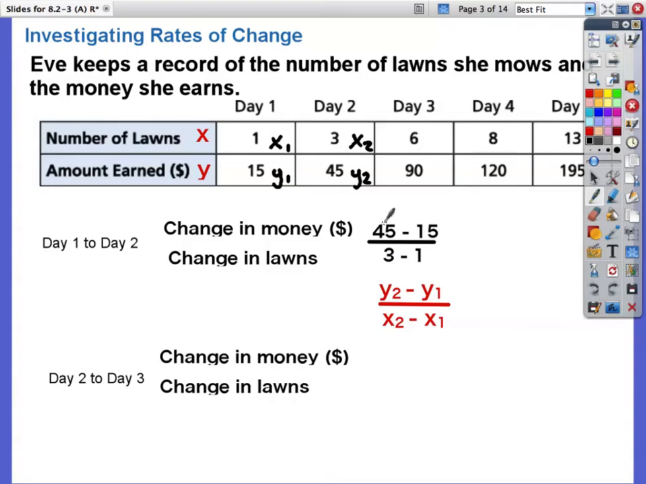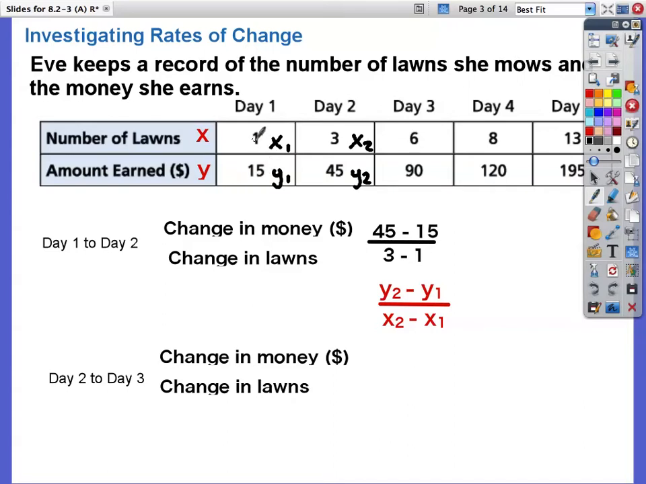Now at this point, it doesn't matter whether we call this x2 and this y2 and this x1 and this y1. It doesn't matter as long as we're consistent within the points themselves. In other words, if I call this x2, this has to be y2 because they correspond to each other.